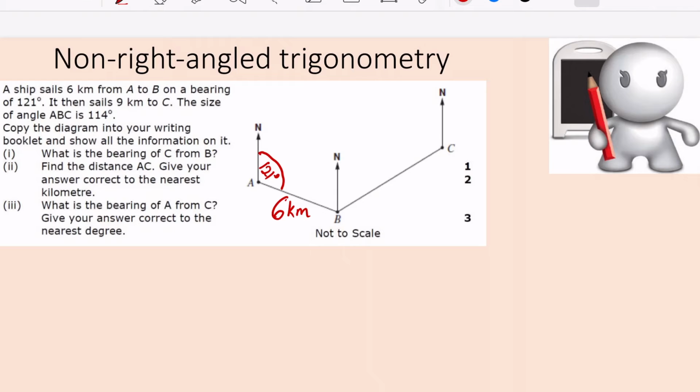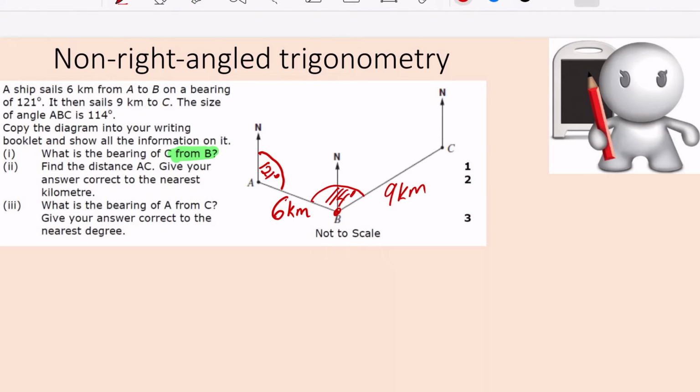It then sails 9 kilometers to C. The ship is at B, and it then sails 9 kilometers to C. The size of angle ABC is 114 degrees. So all of this angle over here is 114 degrees. So let's begin. What is the bearing of C from B? When we're looking at bearings, it's always what it is from. So what is the bearing of C from B?